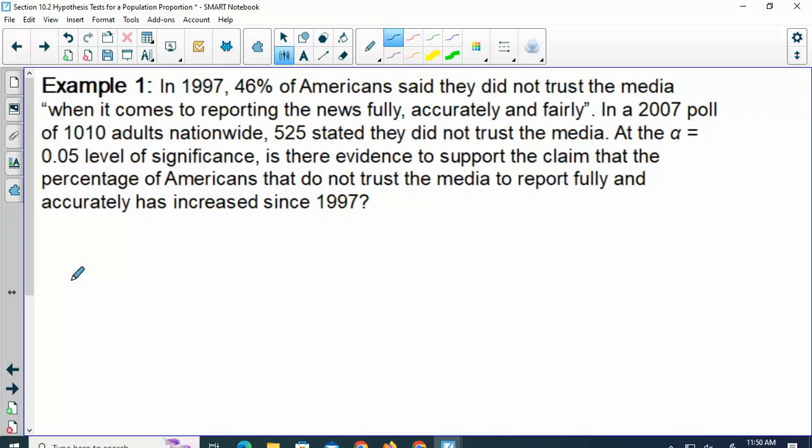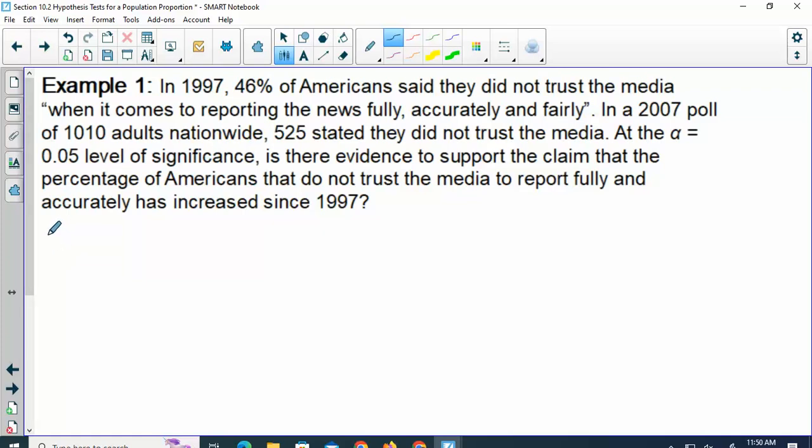So let's try a problem. In 1997, 46% of Americans said they did not trust the media when it comes to reporting the news fully, accurately, and fairly. In a 2007 poll of 1,010 adults nationwide, 525 stated that they did not trust the media. At the alpha equals 0.05 level of significance, is there evidence to support the claim that the percentage of Americans that do not trust the media to report fully and accurately has increased since 1997?